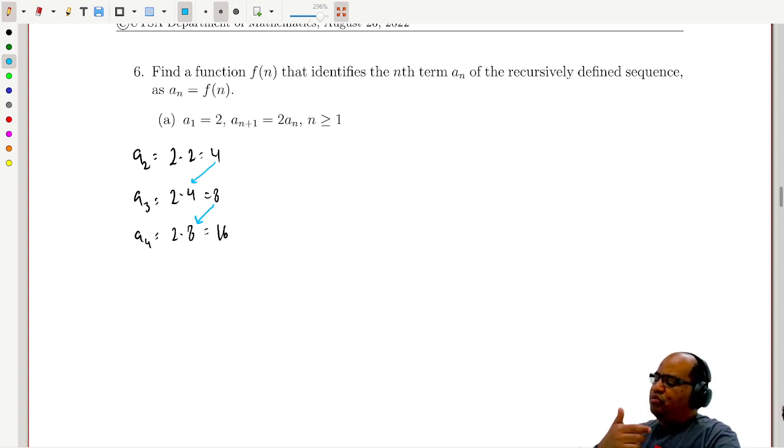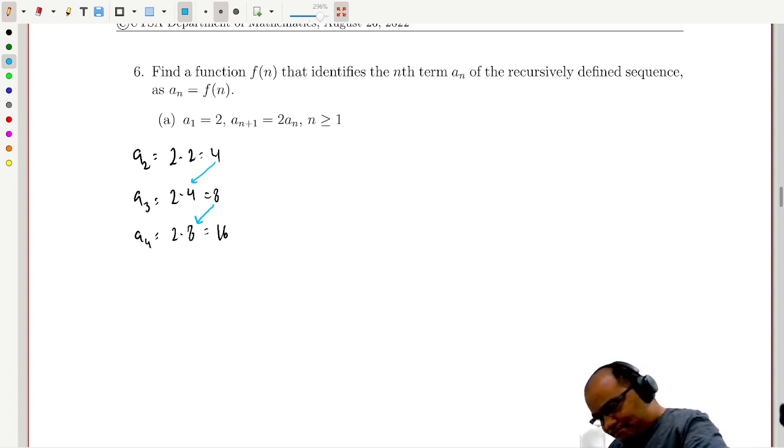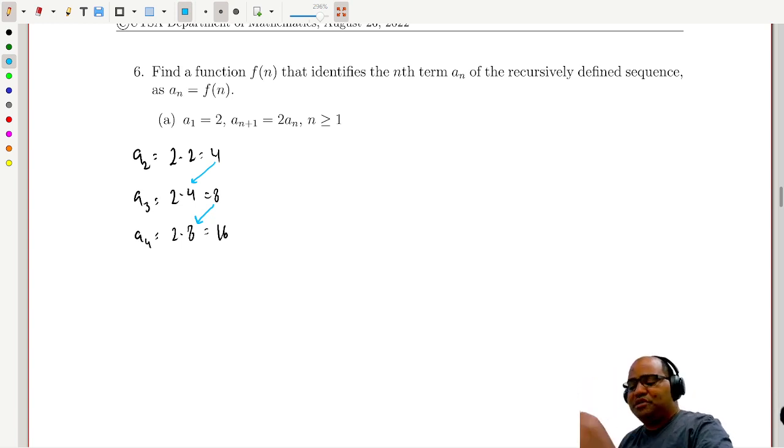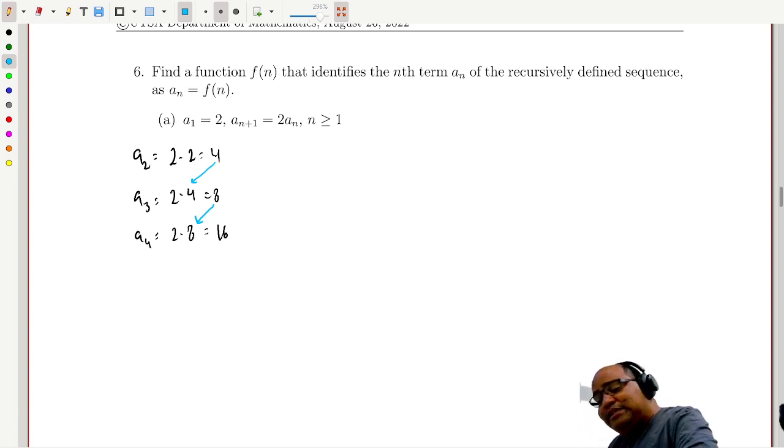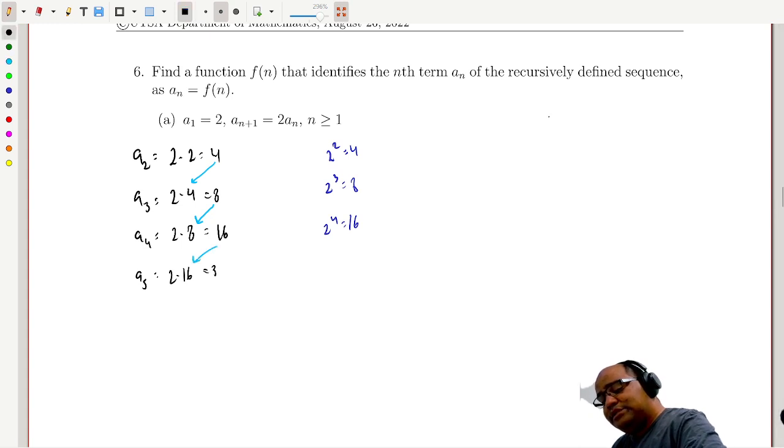But how do we get a closed rule? Well, let's try to relate this to things that we know, right? So all powers of 2, okay? 2 to the 1 is 2. 2 squared is 4. 2 cubed is 8. 2 to the 4 is 16. And let's do one more. a_5 is just 2 times 16. See how that gets slid in there? That's 32.